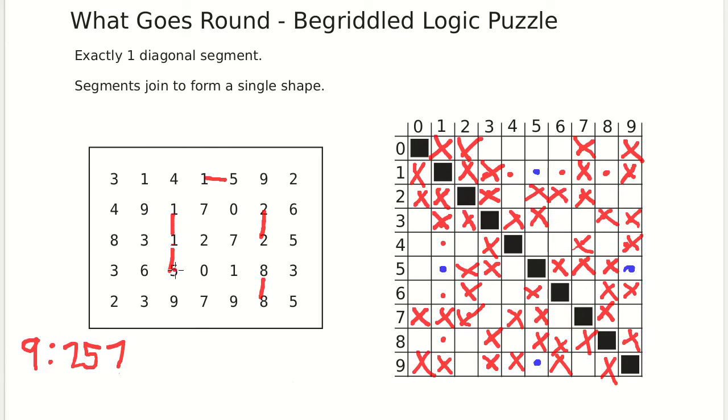And fill in what we can on the puzzle. So now we know that the 5 joins to the 1 and the 9. We know it can't join to the 0 or 4, so we can cross those out as well.